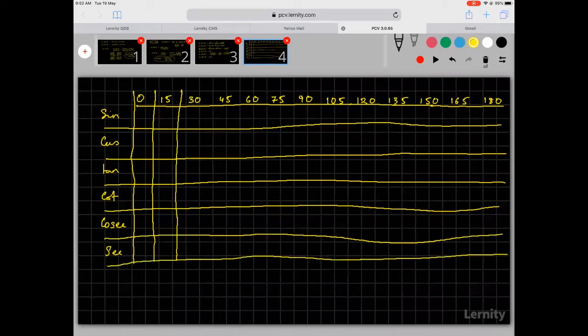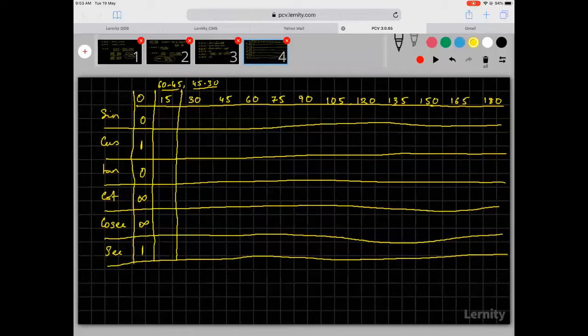Okay, so sin 0 is 0, cos 0 is 1, tan 0 is 0, cot 0 is infinity, cosecant 0 is also infinity, secant 0 is 1. Now you know this sin 15. How will you find out sin 15? Last time you did, 15 can be written as either 60 minus 45, or it can be written as 45 minus 30. From this concept of compound angles, you can find it out.